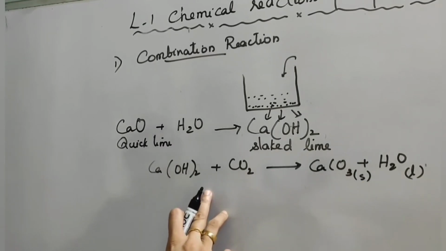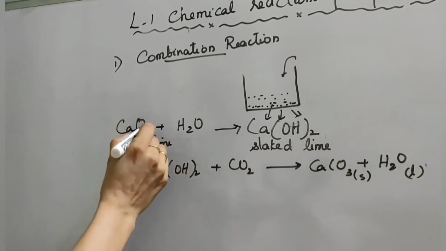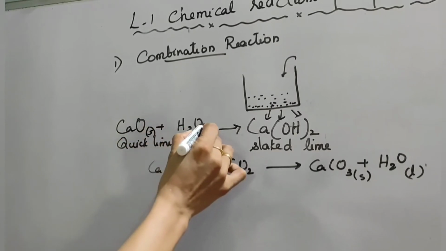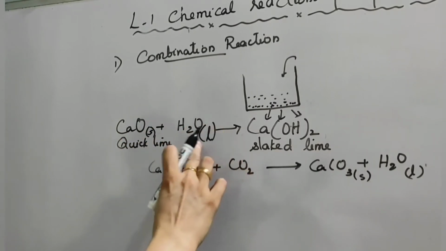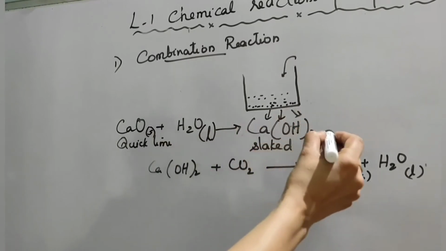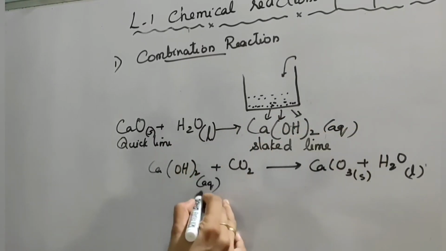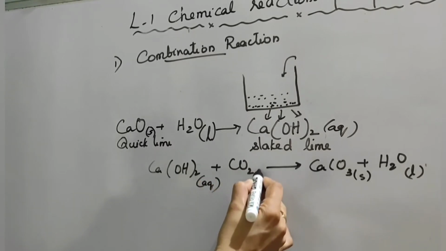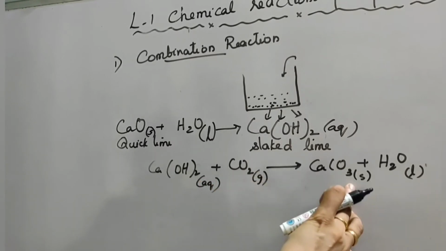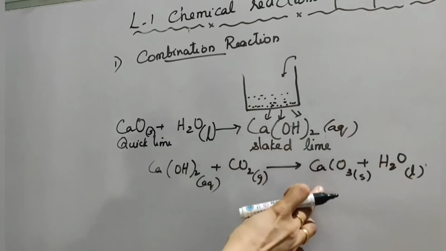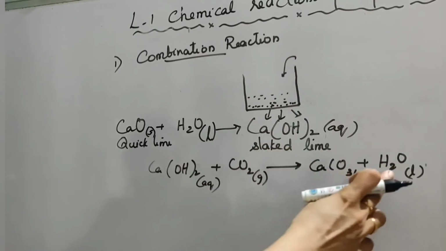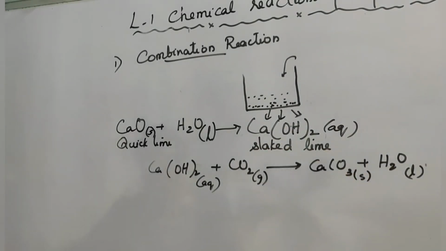Calcium oxide is a solid powder, and water is always in the liquid form. Solid mixed with water is known as aqueous. So this calcium hydroxide is in which form? Aqueous form. Carbon dioxide, we know, is a gas. So they form calcium carbonate, whitewashing the walls. Afterwards we can see the solid form and water.